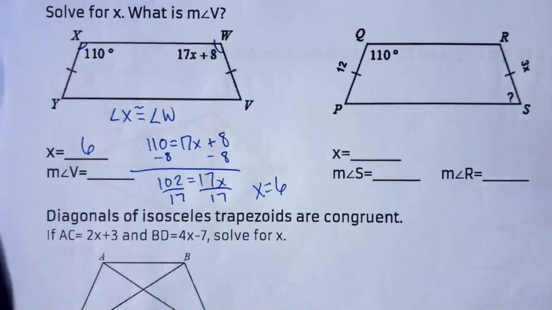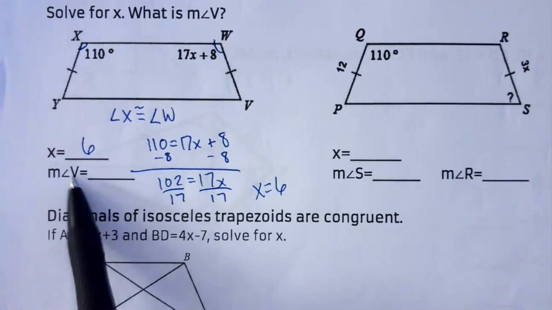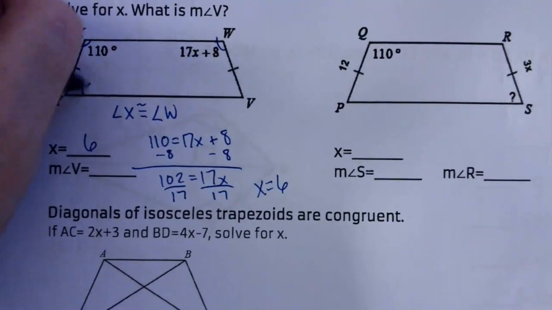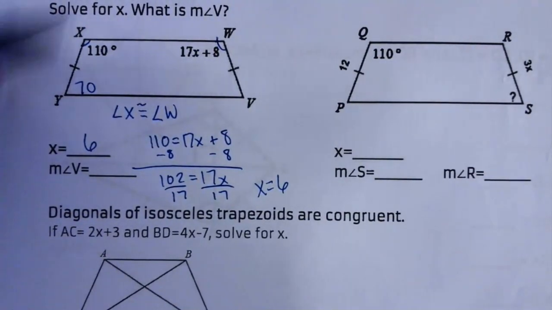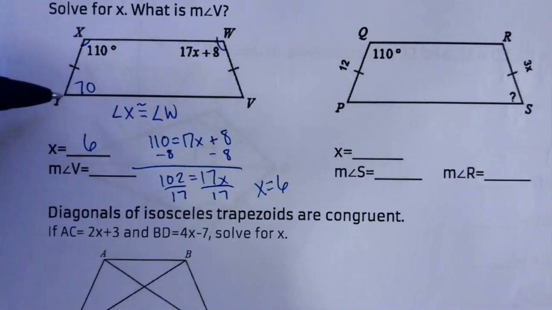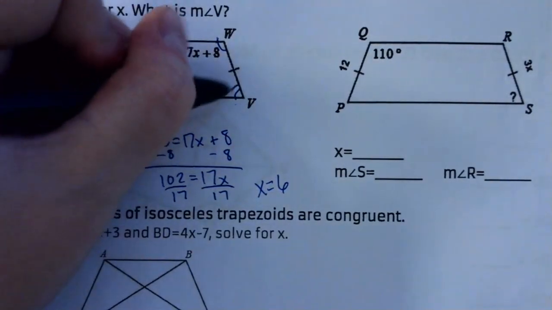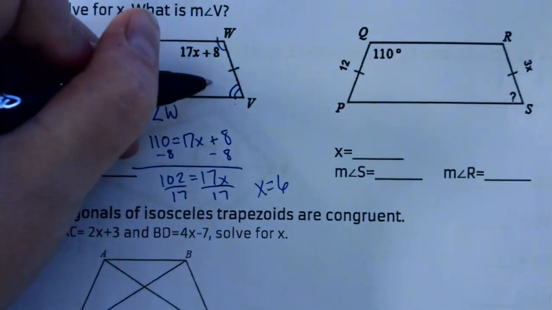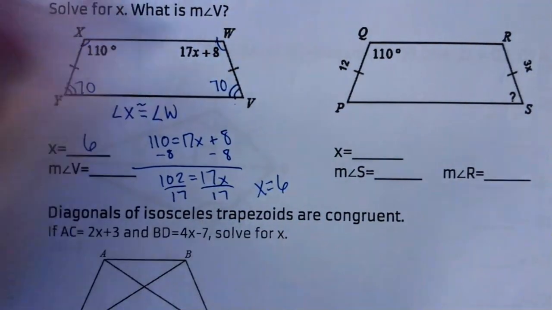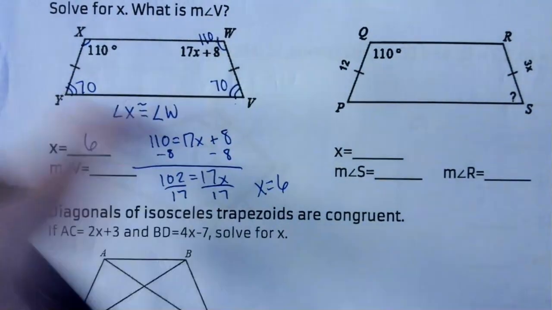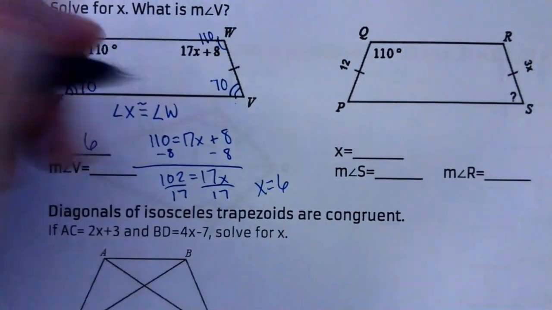But you don't actually have to solve for x in order to figure out what v is. Because these angles add to 180. So like x and y are going to add to 180. Y and v are base angles. So I can put 2 markings on this one, 2 markings on this one, and show that that one is 70 as well. So both of these are 110, both of these are 70. They all 4 add up to 360.